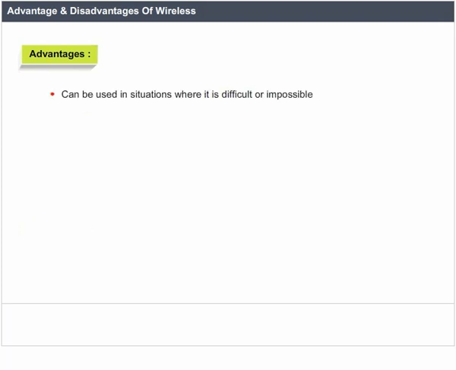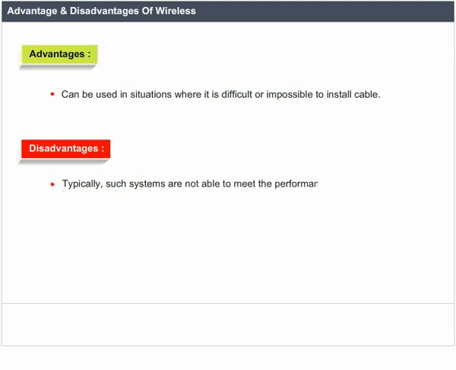Advantages and disadvantages of wireless. Advantages: can be used in situations where it is difficult or impossible to install cable. Disadvantages: typically, such systems are not able to meet the performance demands of large or busy networks. Transmissions can only occur over limited distances.